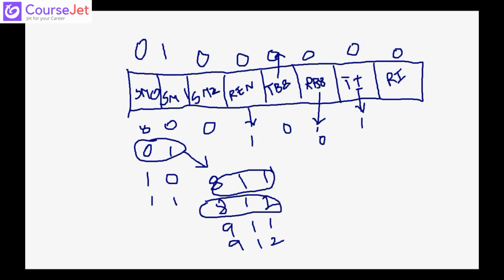And when your SBUF register is full, RI will become 1, saying that you have received 1 byte of data. Take it from the SBUF register. So these two bits are just indicating.